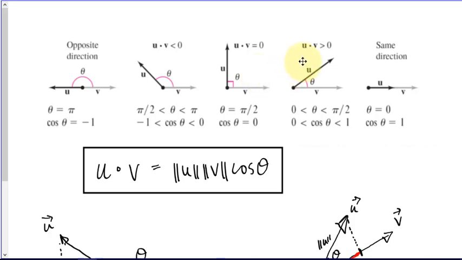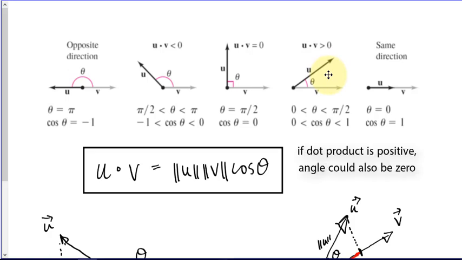Another thing that could happen is the angle might be between 0 and pi over 2, or 0 and 90. In that case, cosine is positive and it's between 0 and 1. And so we end up with a dot product that's positive. So you could even identify, if you see the dot product of two vectors as positive, you know the angle between them is between 0 and 90.